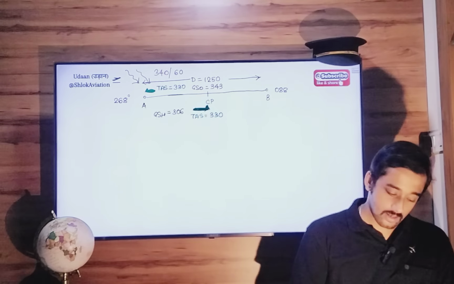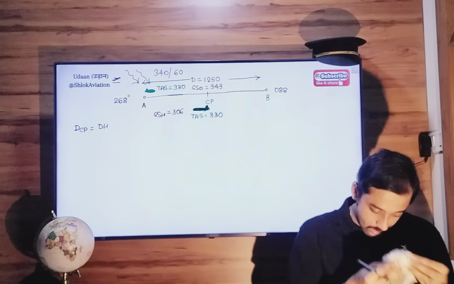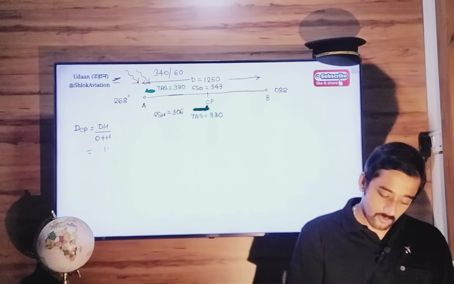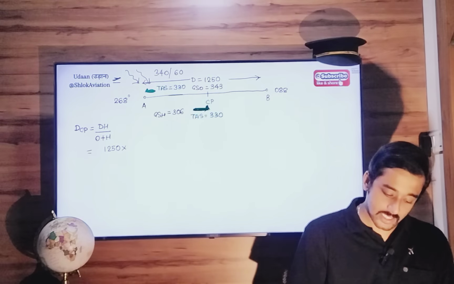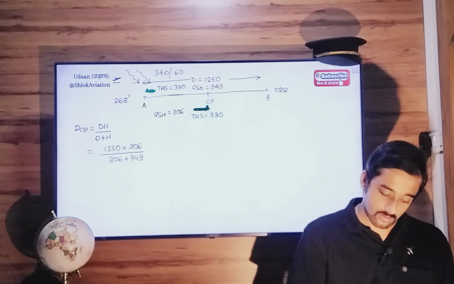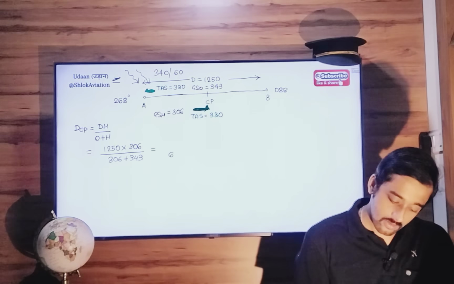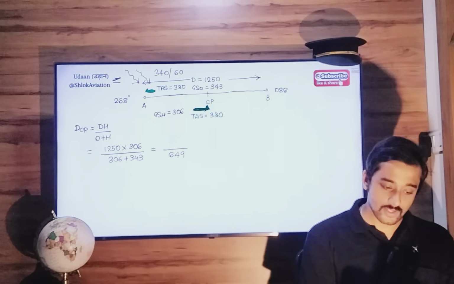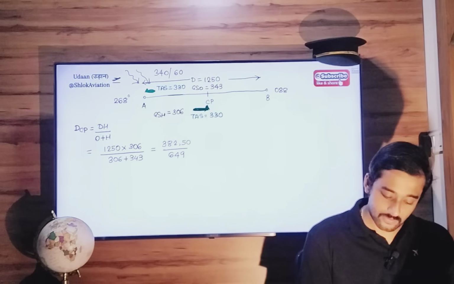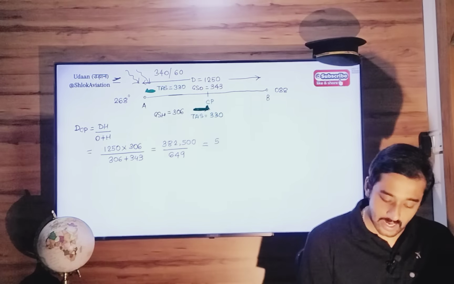So your final answer, distance to critical point will be total distance between A and B multiplied by homebound speed, divided by outbound plus homebound. So 1250 multiplied by 306 divided by 306 plus 343. So that is 649. 1250 multiplied by 306 is 382,500. Divided by 649 is equal to 589.